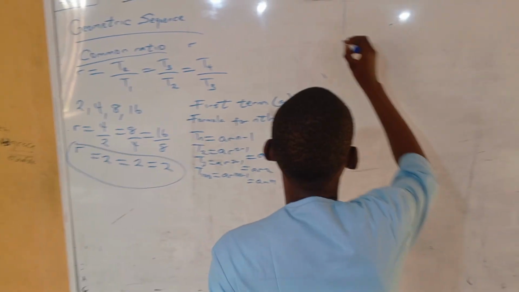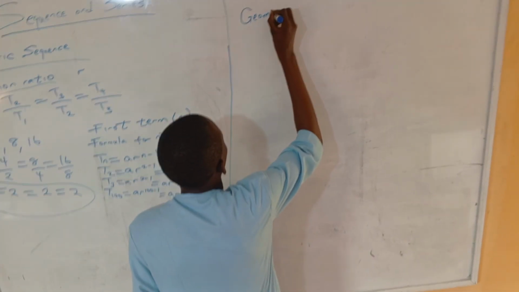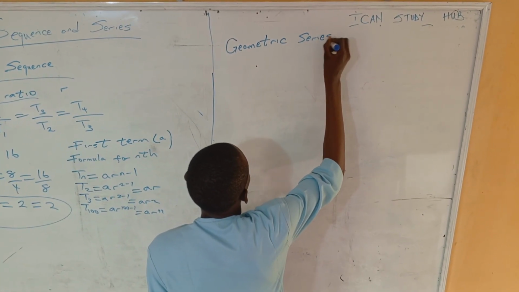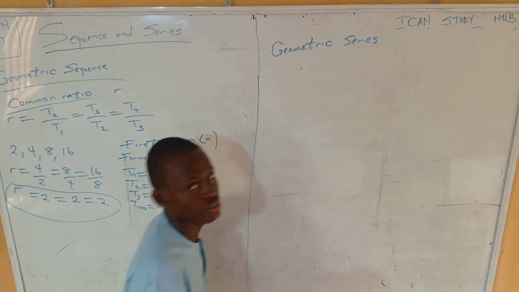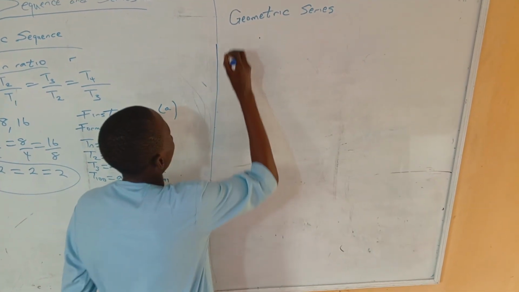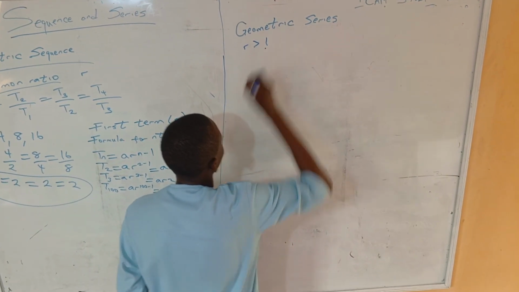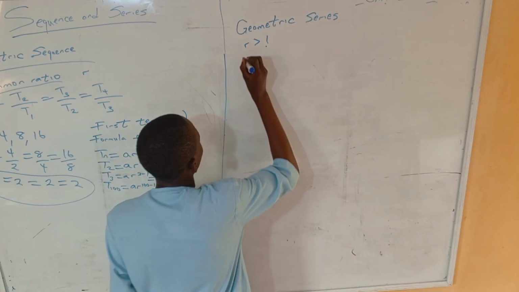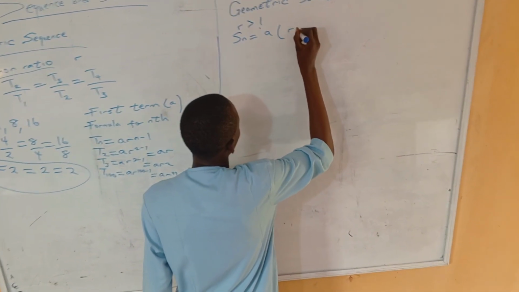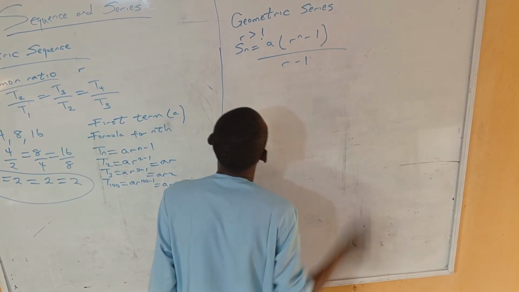Now let's move to geometric series. Under geometric series, we have three different formulas. We have, when R is greater than 1. When R is greater than 1, the formula for the sum is Sn is equal to A open bracket R raised to power n minus 1, close bracket, over R minus 1.